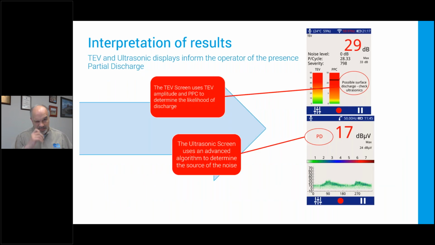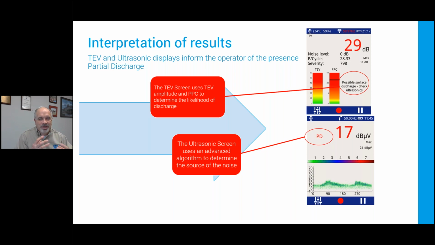So some of the interpretation things that you're going to get, and here is a picture of a TEV screen, and we're measuring amplitude, we're measuring pulse per cycle on this particular screen, and we see that we've got a pulse per cycle count of 28. Well, if you remember my last slide, 28 is kind of hard to get for internal discharge. It's hard to get that high, so you probably ought to be looking at surface discharge. And ultrasonic is much better for surface discharge, so you get this message that comes up and says, hey, break out the ultrasonic equipment, it's time to test for that.